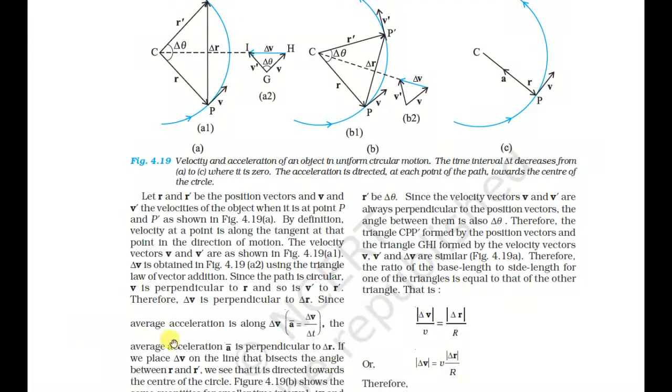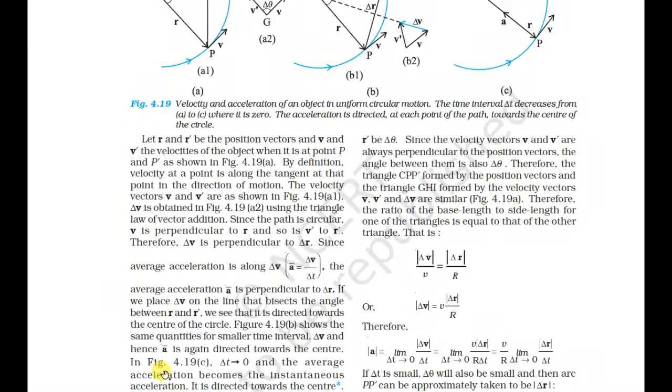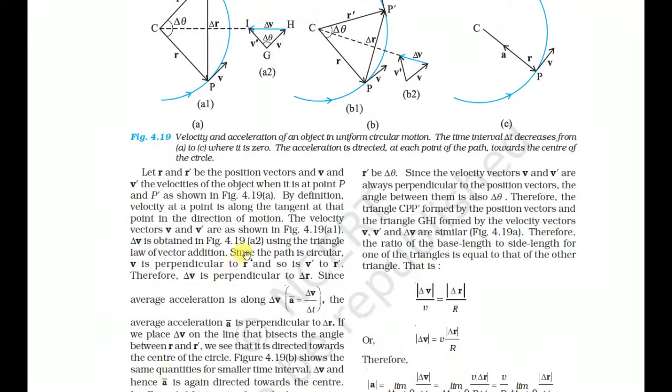The average acceleration a bar is along delta v, so a bar equals delta v by delta t. So the average acceleration a bar is perpendicular to delta r. If we place the lines that bisect the angle between r and r dash, we see that its direction is towards the center of the circle.